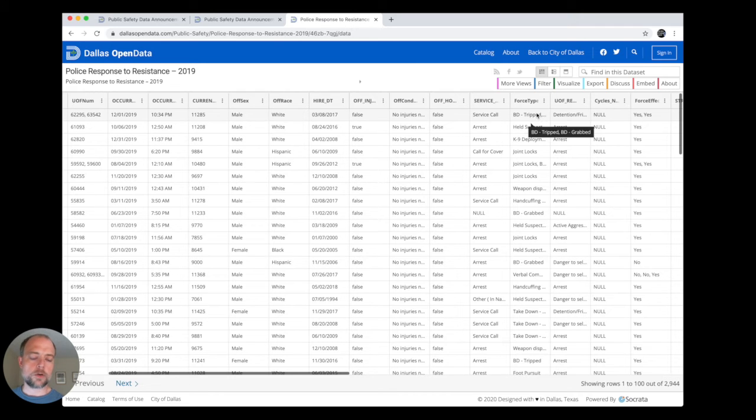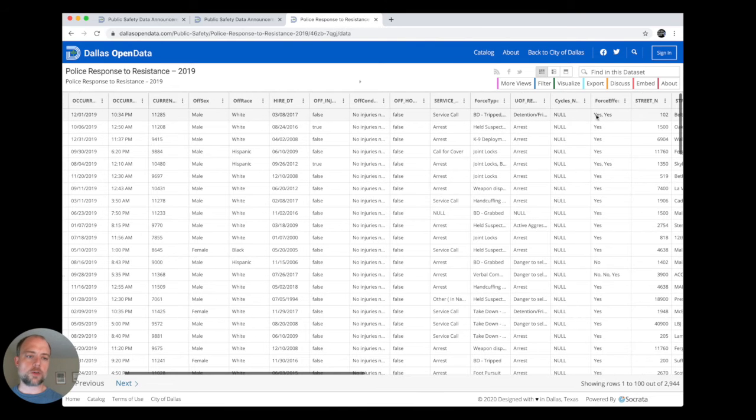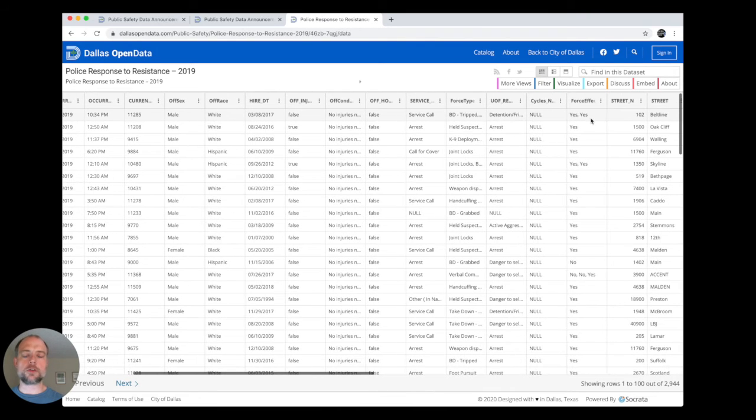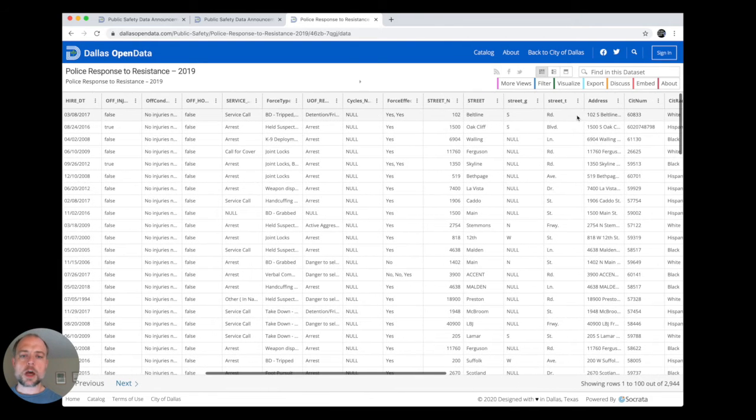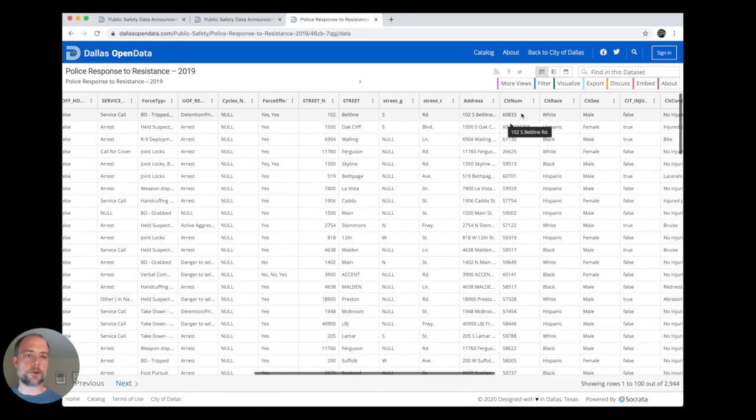The use of force, what was the reason for it? It was the detention to frisk. Then, was it effective? And again, notice that there's two, a yes and a yes. So for each use of force, was it effective? Now, what effectiveness means, I'm not exactly sure. So we have then the address. This is different. We have the street all broken out. And then we have the address number.